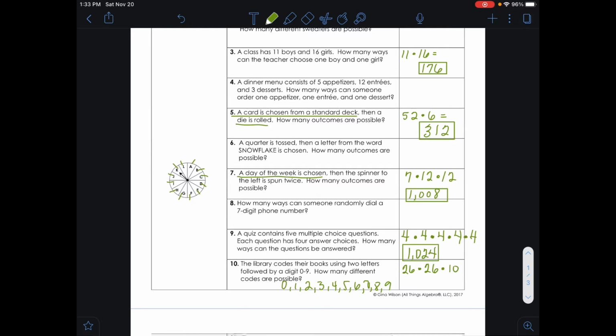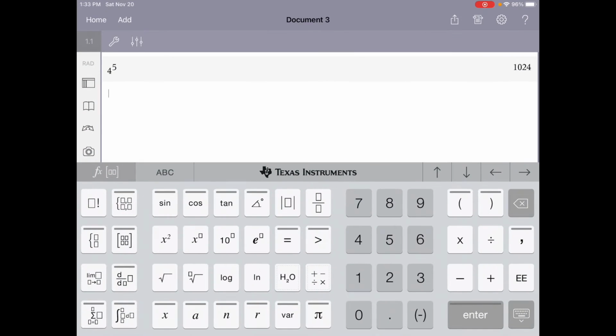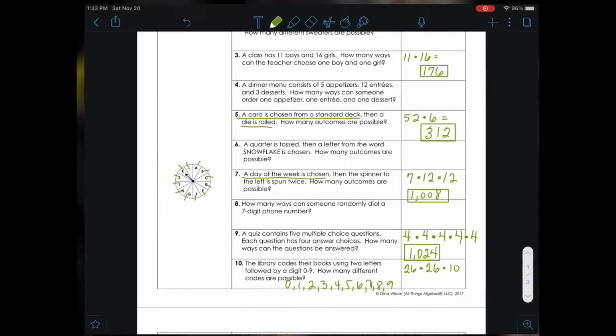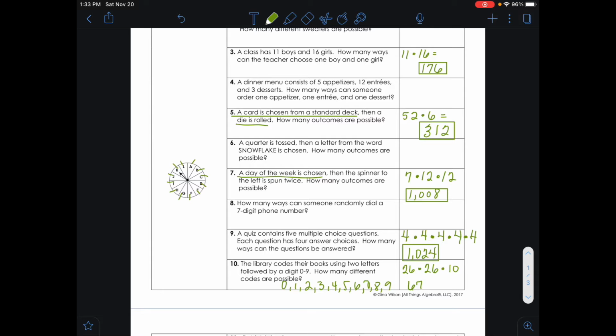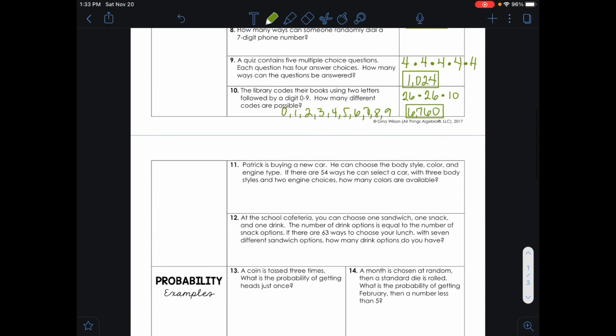Okay, and so that will be 6,760. That's a lot of different ways. All right, I'm supposed to do number 10. Oh well. All right, number 11.